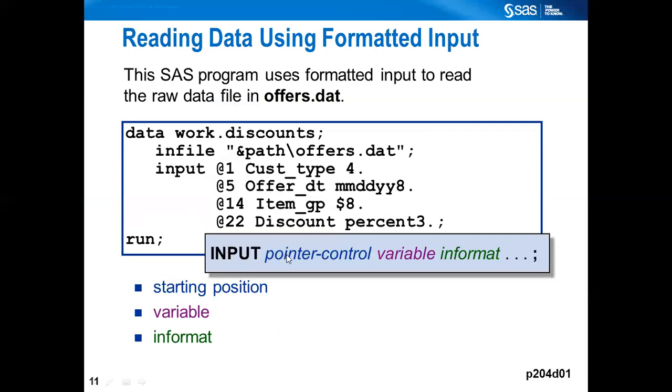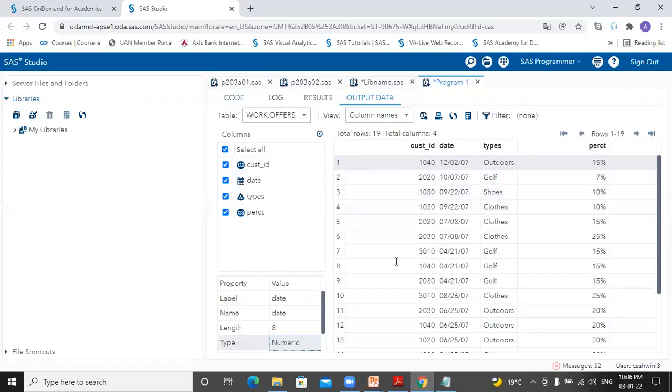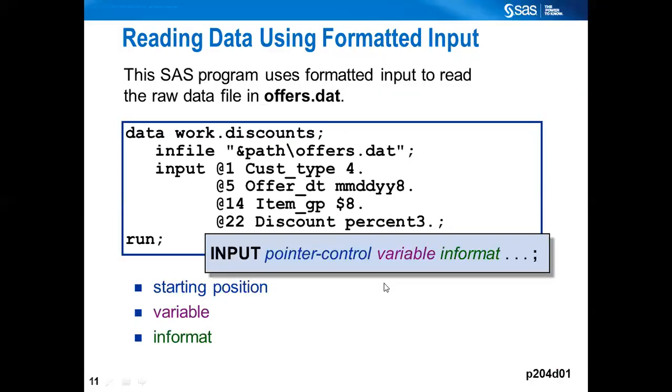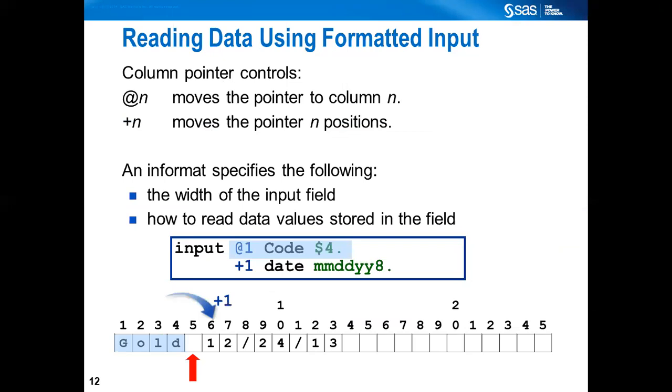So this is pointer control, your variable, and its informat. Remember, in informat also you have to provide this period. As we provide a format statement for what format needs to be applied and we give this period, same thing, the informat should also end with a period. So starting position, variable, and its informat. Informat means instructions given to SAS on how to read the raw file. So this is how it happens in the backend.